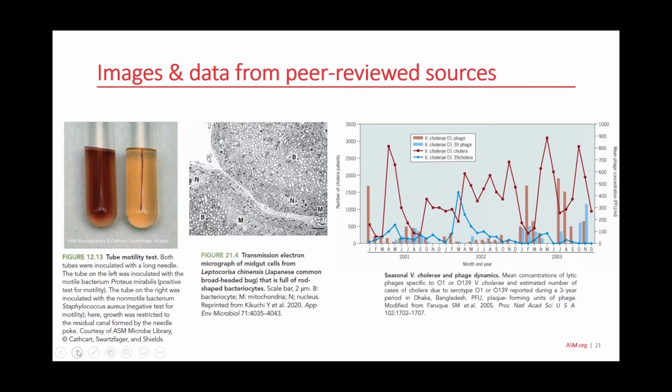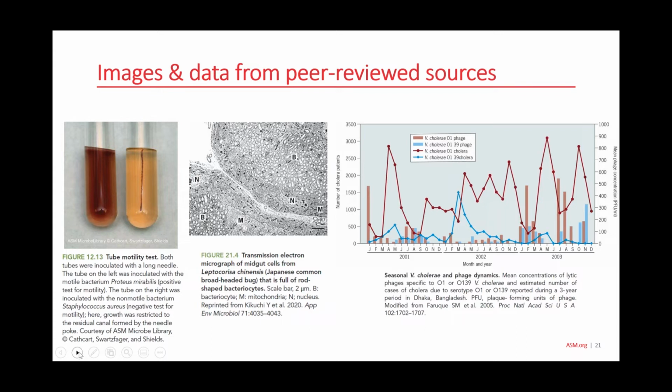You can see here on the left is a peer-reviewed image from the ASM image library that demonstrates a tube motility test. The image in the middle demonstrates an electron micrograph of an endosymbiosis. And the image on the right is peer-reviewed from PNAS about Vibrio cholerae and phage dynamics. So we felt that it was really important that students see original data, original sources, and we leveraged ASM journals to do so.